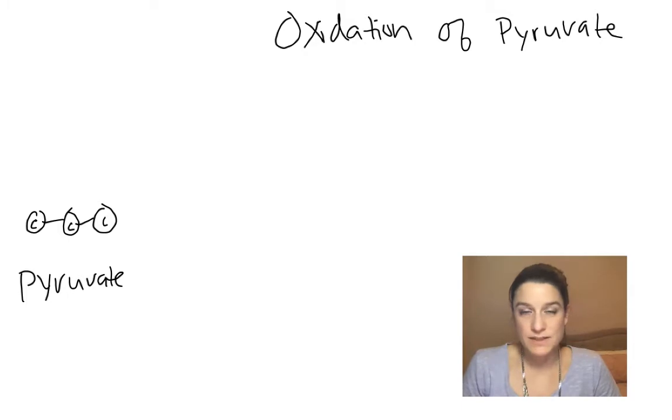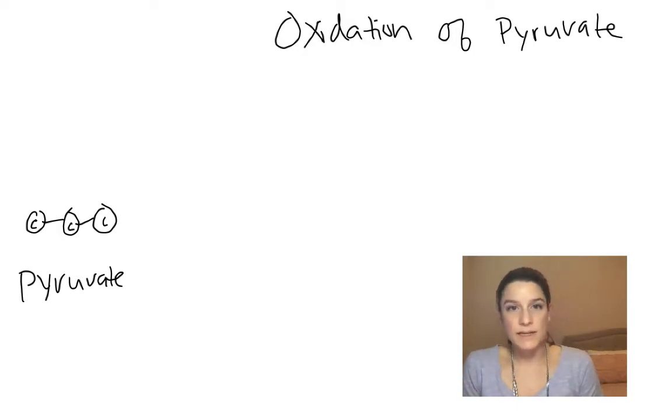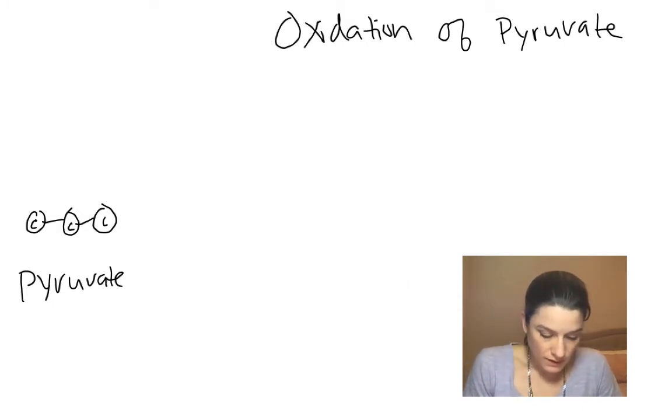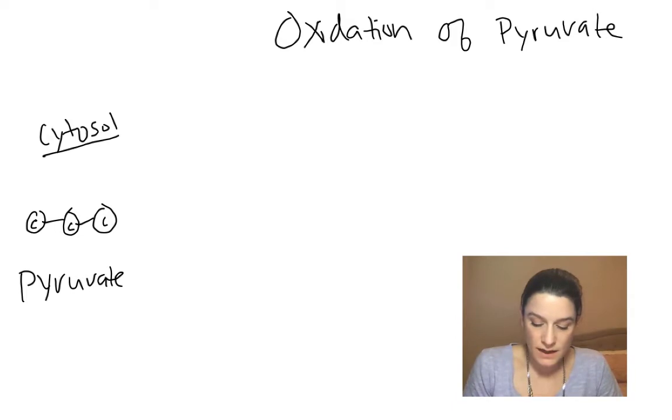Remember that every step we're doing here involves enzymes, so none of them just happen. There have to be enzymes that catalyze those steps by binding the substrates in the active site, catalyzing the reaction, and releasing them. So pyruvate is in the cytosol, where it was formed after glycolysis, and then ends up in the mitochondrion.